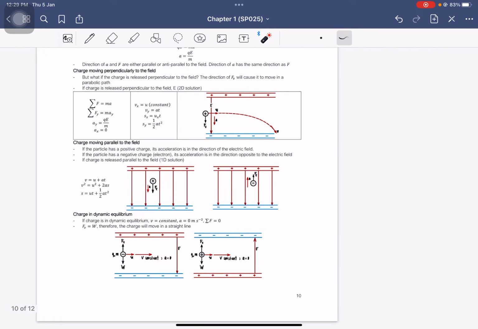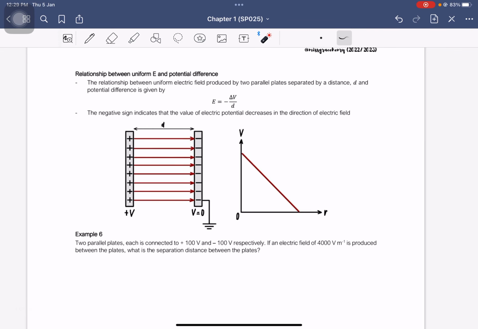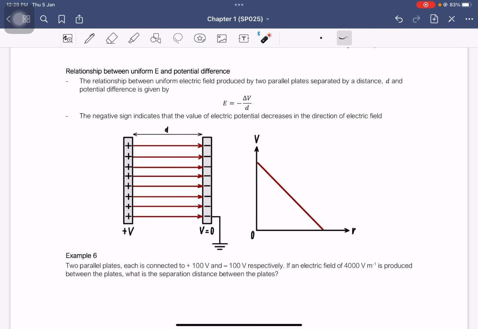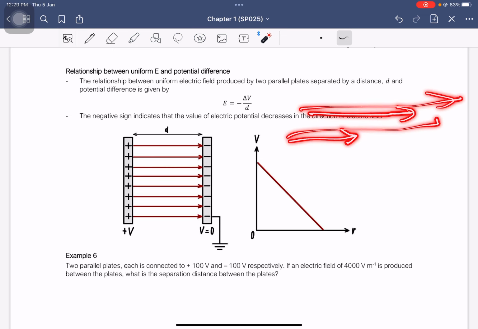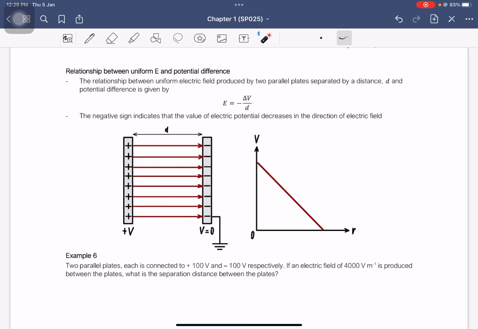Okay, all right. So next we have to understand the relationship between uniform electric field and potential difference. It can be calculated using this equation here. The negative sign just indicates the value of electric potential will always decrease in the direction of the electric field. So if the electric field is pointing here, it means the electric potential is decreasing as it goes further away, as it follows the arrow, something like that.